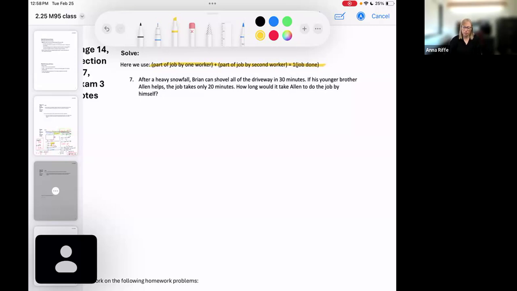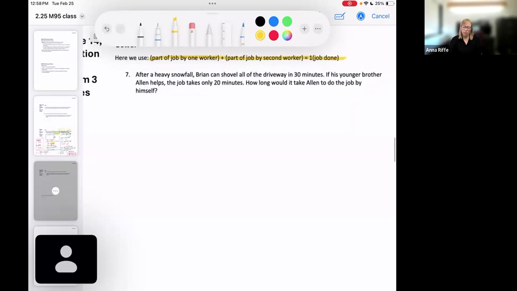The jobs can come in different types. For this problem, it was a driveway that needed shoveled. So we're told a few pieces of information here. We are told that Brian, one of the, what we're calling workers here, can shovel the driveway in 30 minutes. That's one worker and his time, the time it takes him to do the one job. If his younger brother Alan helps, the job takes only 20 minutes. So that would be if both of them are working together.